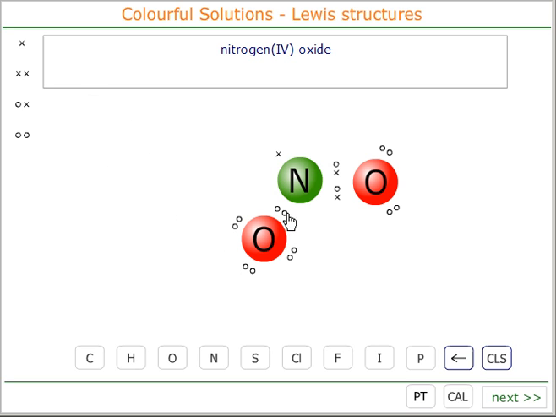Now there are 3 regions of electron density around this central nitrogen, and that means that the bond angle between the oxygen, the nitrogen and the oxygen will be based on a trigonal planar bond angle. So it will be based on the bond angle of 120 degrees. However, the repulsion between the electron pairs on this oxygen and this oxygen will open the bond angle slightly. In fact, the bond angle is 134 degrees.